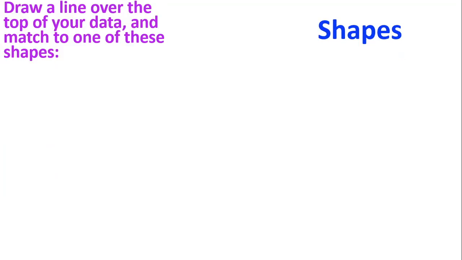So the first thing we're going to do is look at the shape, and what I want you to do first and foremost is draw a line over the top of your data and match to one of these shapes that I'm going to show you. So a normal distribution looks like this. It's a lovely hill shape, there's a single peak in the middle, both sides are symmetric, and sometimes we talk about it having a bell-shaped curve.